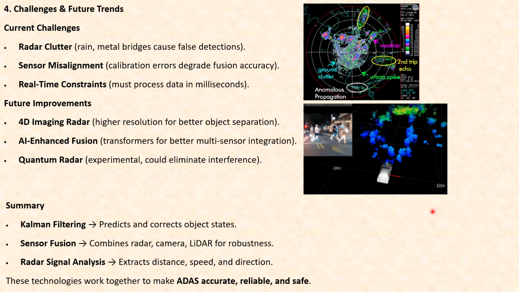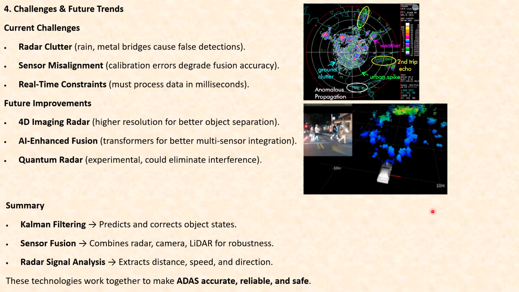Next comes the sensor misalignment. When it comes to sensor misalignment, in the case of a small accident or a small fender bending also, calibration errors degrade the fusion accuracy. And next comes the real-time constraints. It must process the data in milliseconds. Now this is a very important challenge, or this is the main challenge on which many scientists and engineers are working. Now what are the future improvements?